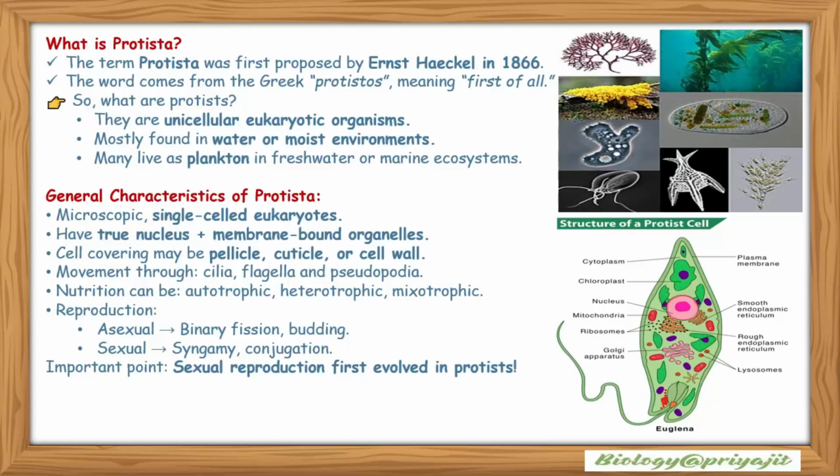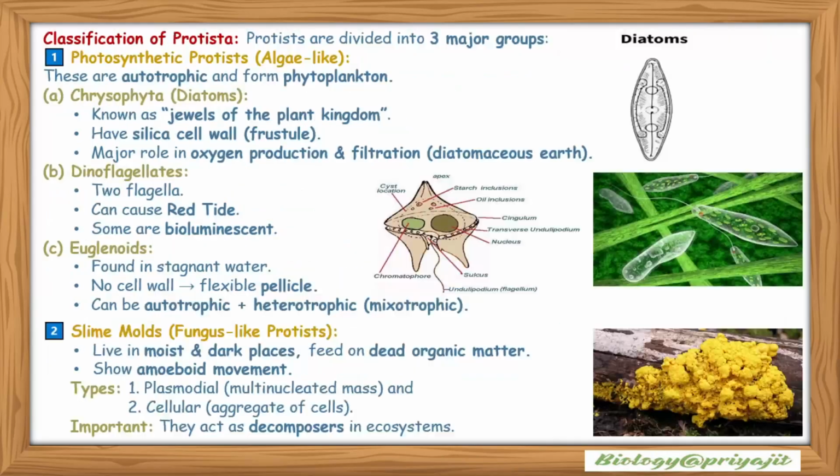General characteristics of Protista: they are microscopic, single-celled eukaryotes. They have a true nucleus which is membrane-bound. They have membrane-bound organelles. The cell covering may be pellicle, cuticle, or cell wall. Their movement occurs through cilia, flagella, and pseudopodia. The nutrition can be autotrophic, heterotrophic, and mixotrophic. The reproduction can be either asexual by means of binary fission or budding, or sexual, that is by syngamy or conjugation. So, important point: sexual reproduction first evolved in Protista.